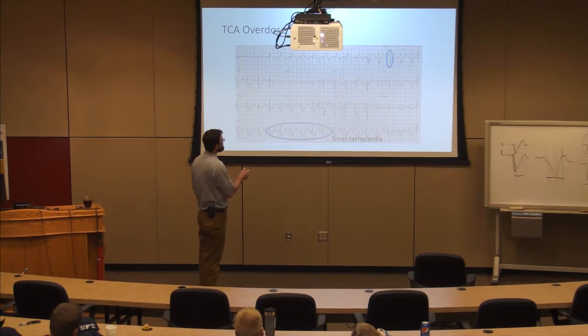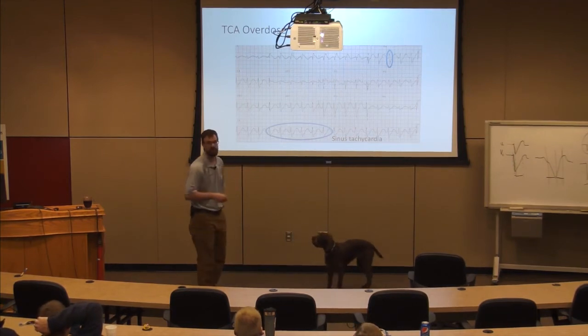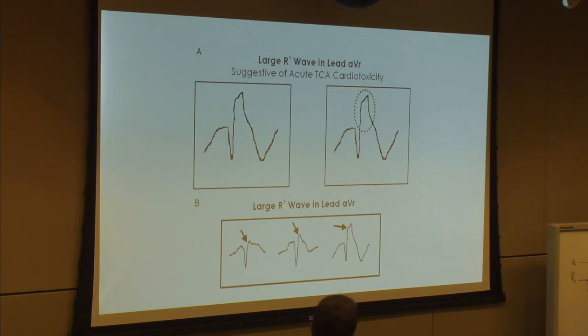But if I look at AVR in the setting of sodium channel blockade, I have this prominent R wave in AVR. It's a cardiotoxic R wave of AVR. And that becomes my supportive variable for sodium channel tricyclic overdose, okay? Here's what it looks like. Large R wave in AVR represents cardiac toxicity. You can see how it's growing in this circumstance. Here it's really bad, here it's subtle. You shouldn't really have an R wave there, okay?